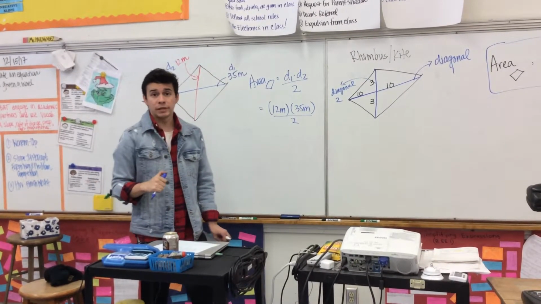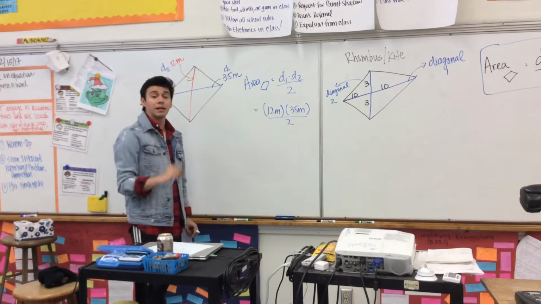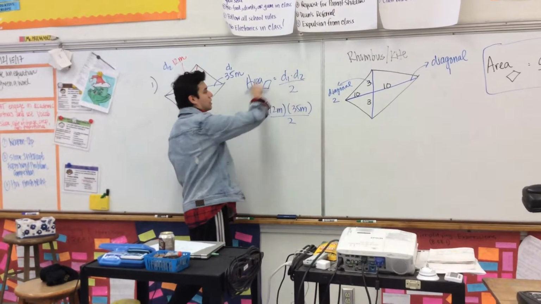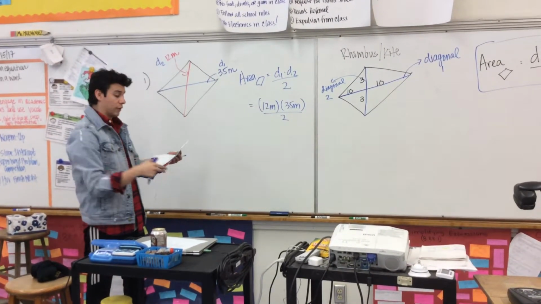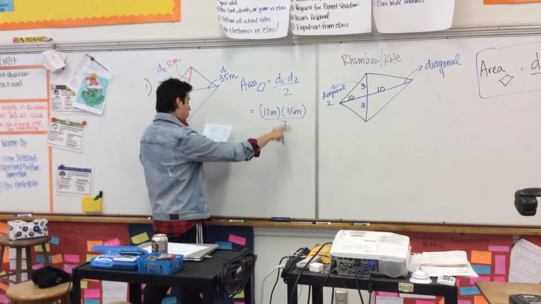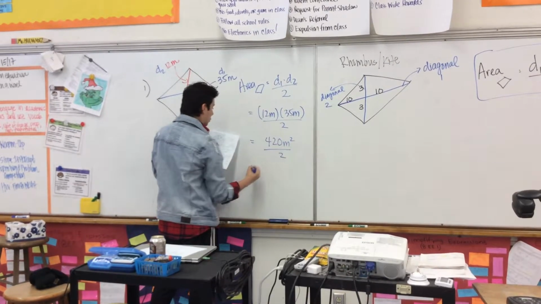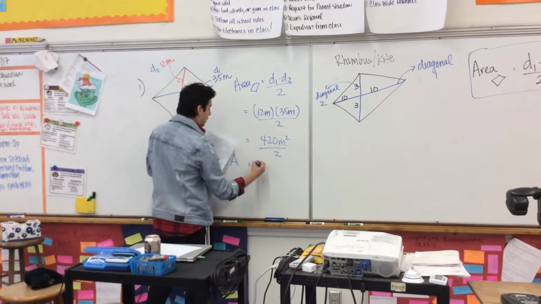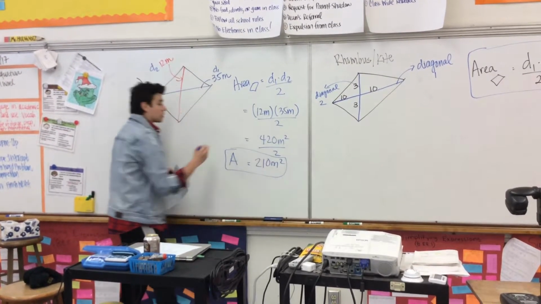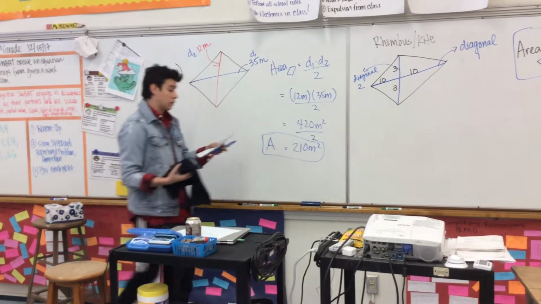You guys can use a calculator. In all of these geometry videos, you could use a calculator. In the Smarter Balanced test, they're going to let you use a calculator. The only thing you really need to memorize is the formula. So I'm going to go really quick on this. You should have gotten 420 meters squared divided by 2. So the final answer is area is equal to 210 meters squared. That is the answer for that problem. And you're done.